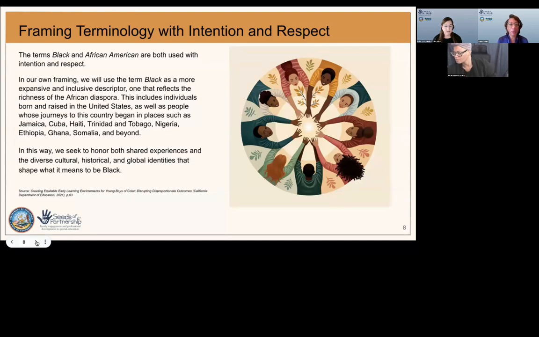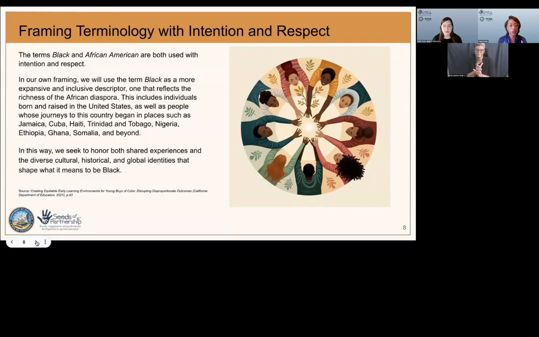But we want to take a few moments and deepen our understanding in regards to the language that we're using for today's webinar. We want to do this with intention and respect. We know that words hold power, and we recognize that the terms Black and African American are not always interchangeable, and they're not for everyone, and that identity is deeply personal, it's contextual, and it's evolving.